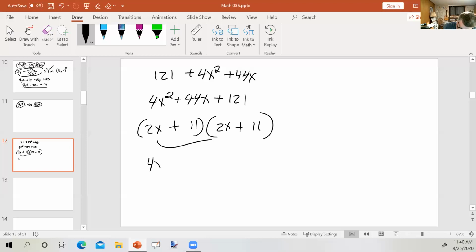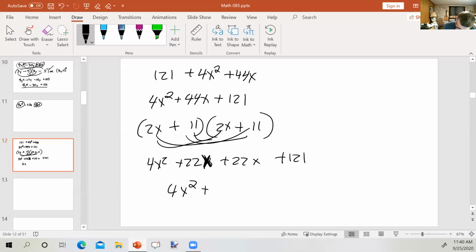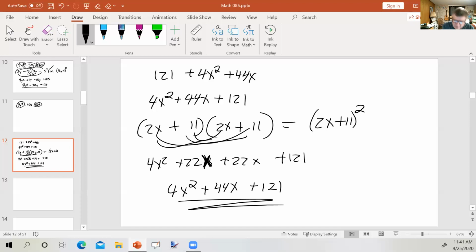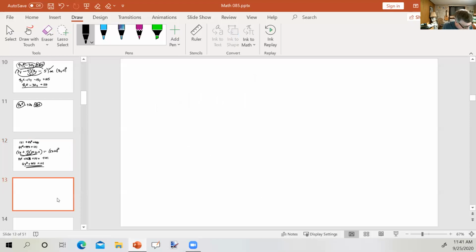Okay. So let's see if that works. That gives us 4x squared plus 22x plus 22x, and then plus 121. So 4x squared plus 44x plus 121. So yes, and we could write it that way, or again, we could write it that way. All righty? Sounds good. Okay, let's do one more of these.